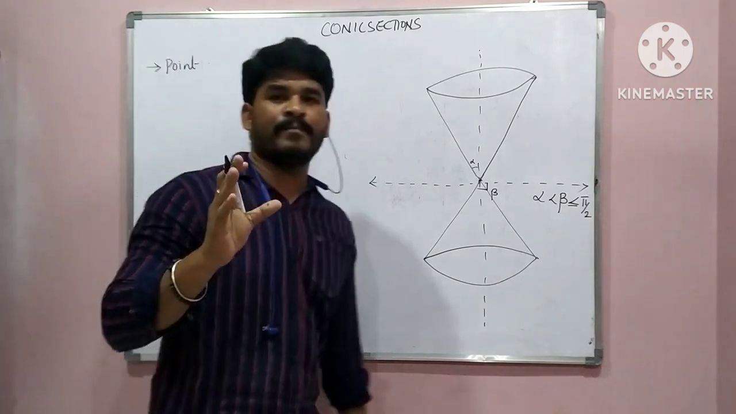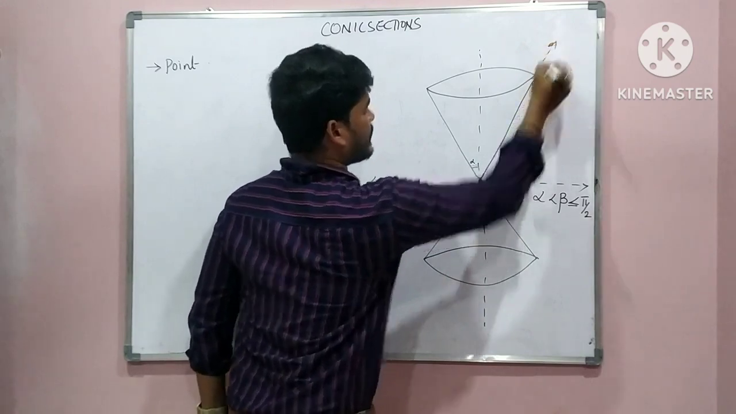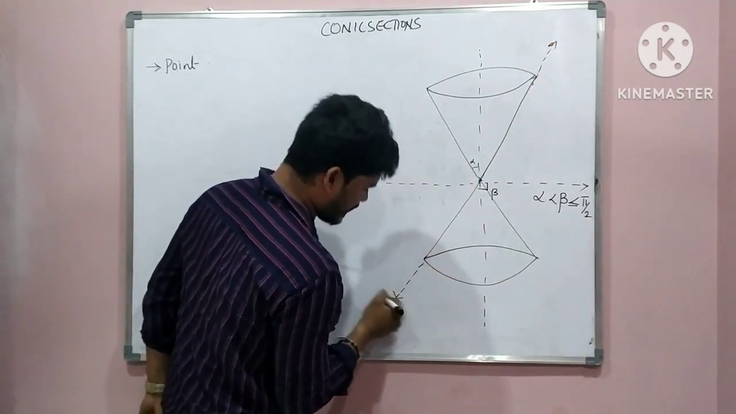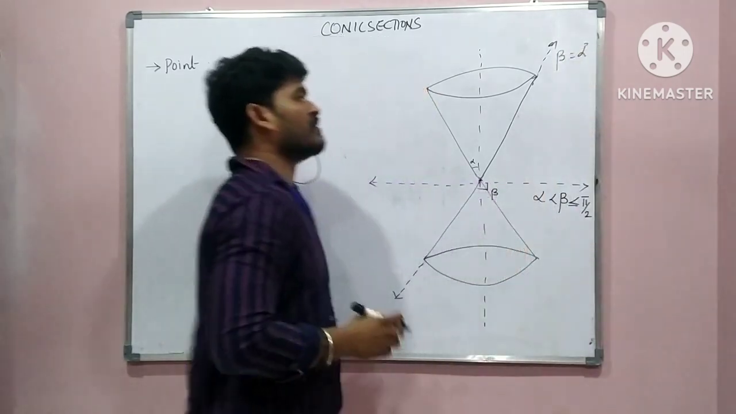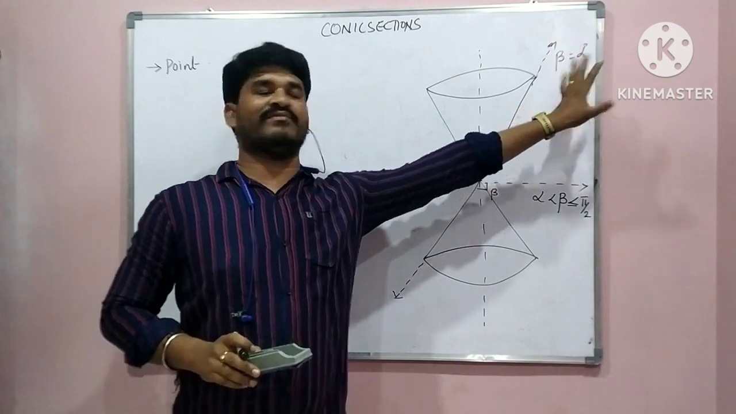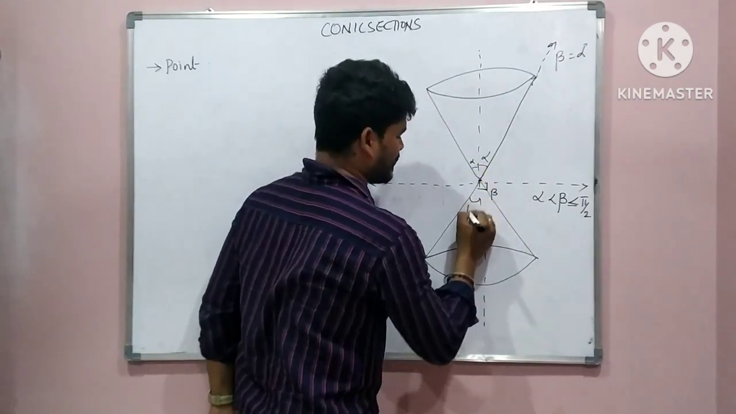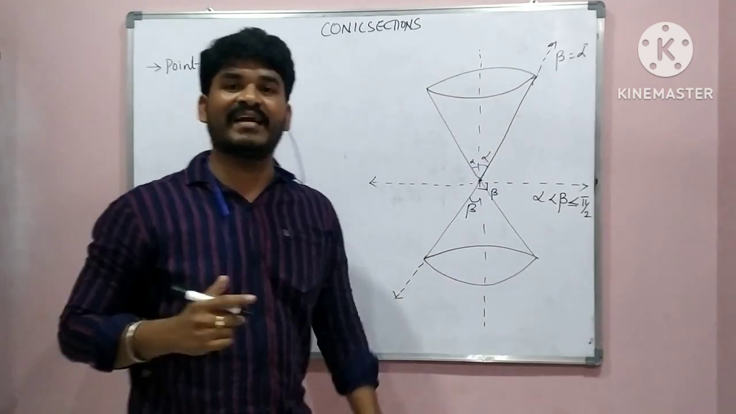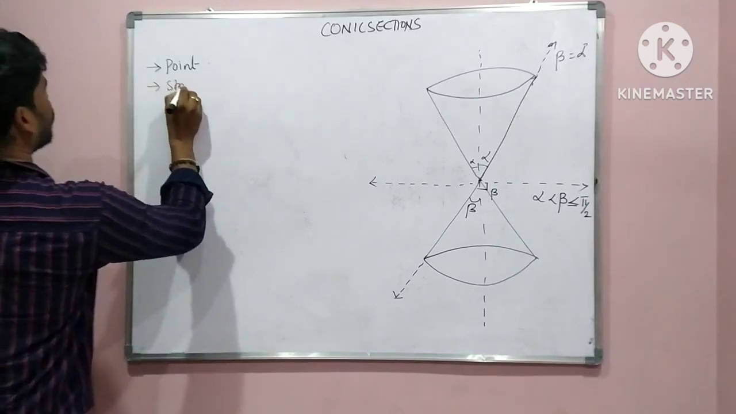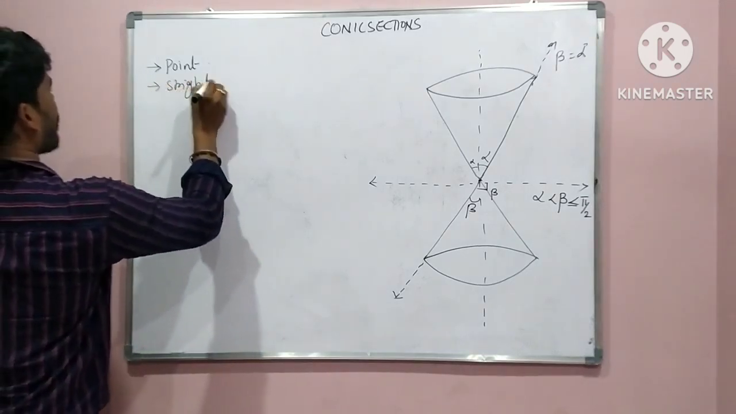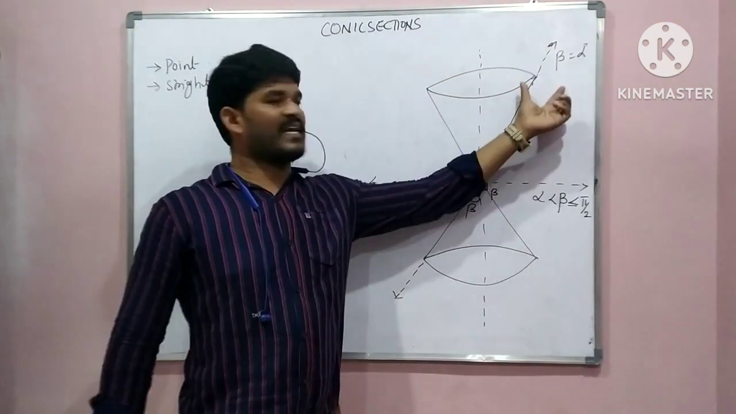Next, in the same way, we cut this cone along the generator, where the angle beta is equal to alpha. This is alpha and this is beta. When we cut the cone like this, we get one straight line.